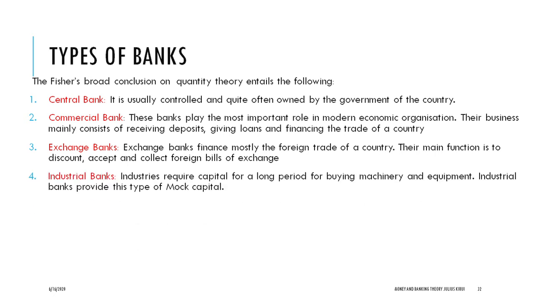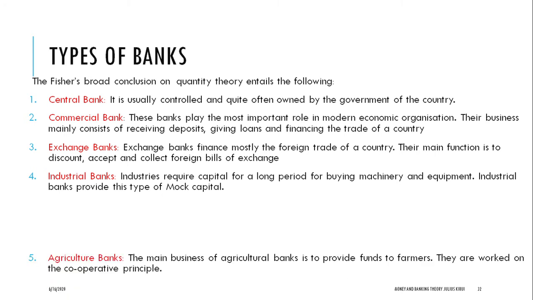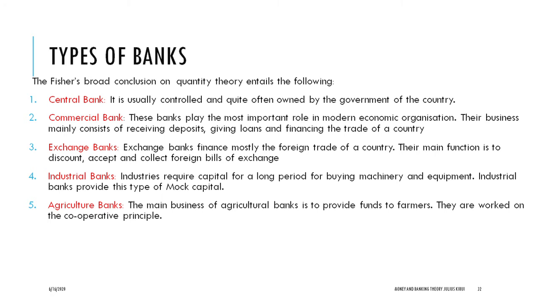Industrial bank. Industries require capital for a long period of time for buying machinery and equipment. Industrial banks provide this type of long-term capital. So they provide lump sum capital for each and every organization. Agricultural banks. The main business of agricultural banks is to provide funds to farmers. They work on the cooperative principle. So most of the cooperative banks are agricultural banks.